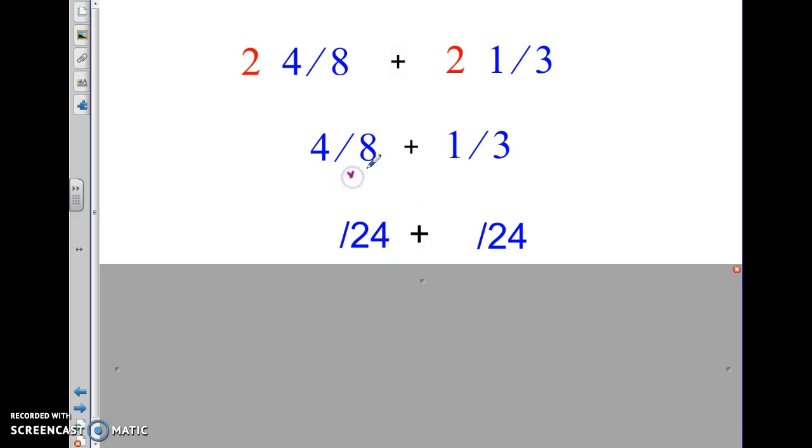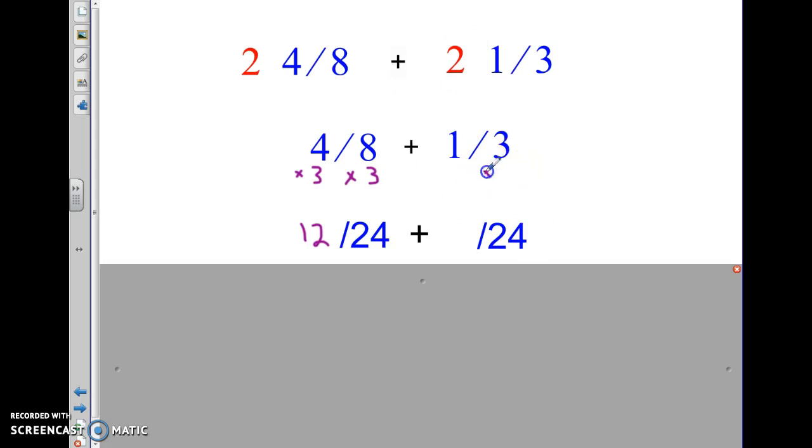Okay, so you of course need to do the same thing to the numerator as the denominator. So what have we done to the denominator? The 8 to change it to a 24, we're going to multiply by 3. So, because 8 times 3 equals 24, that means we have to do the same to the numerator. So 4 times 3 equals 12. So 12 24ths. What would an equivalent fraction of 1/3 be in 24ths? How many 24ths equals 1/3?